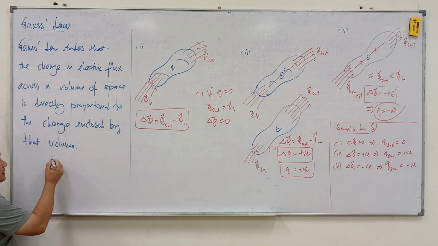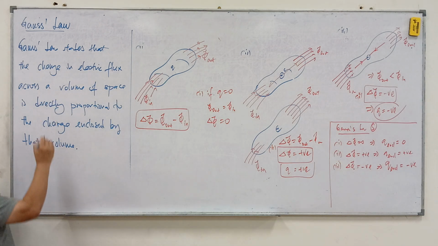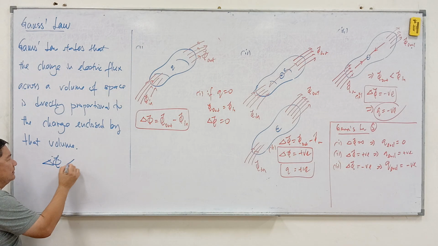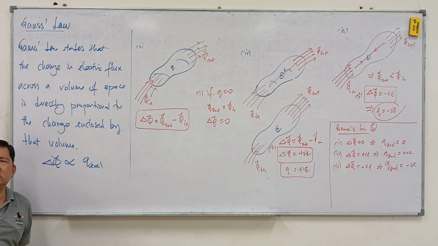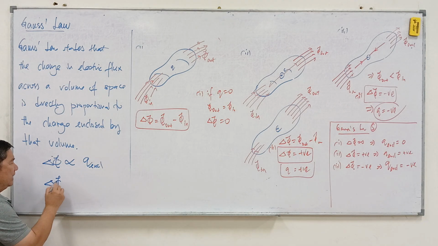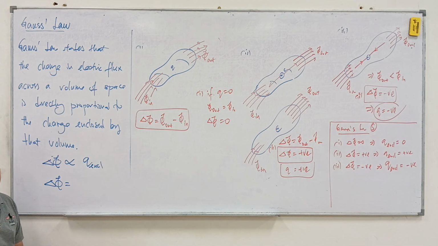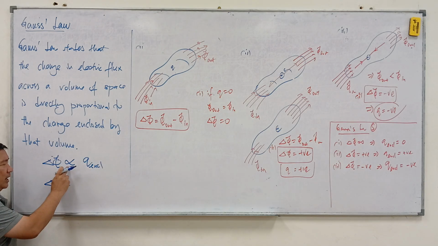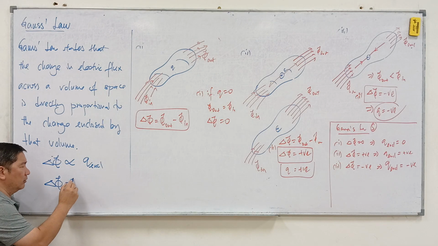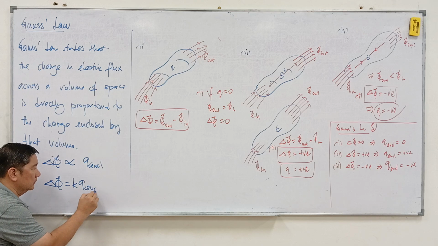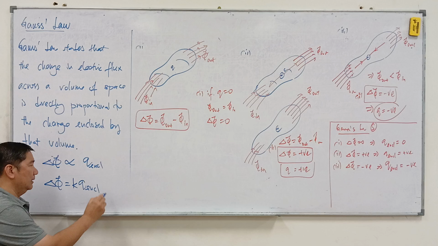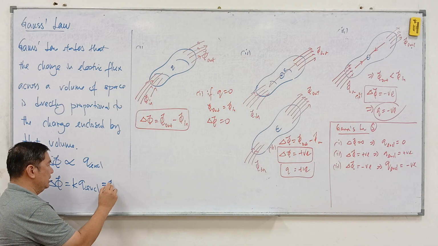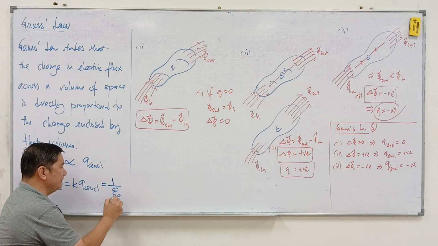So now I can come back to the definition here and write down the formula. The formula is this: change in electric flux is directly proportional to the charge covered or enclosed by the space. So now we can get a very special equation. When you turn it into an equation, you need to put in a constant K. But this constant K is a very special constant. That K is actually equal to 1 over epsilon naught.